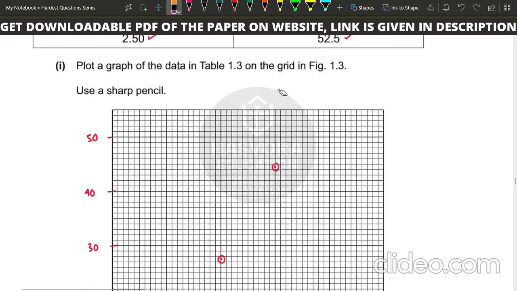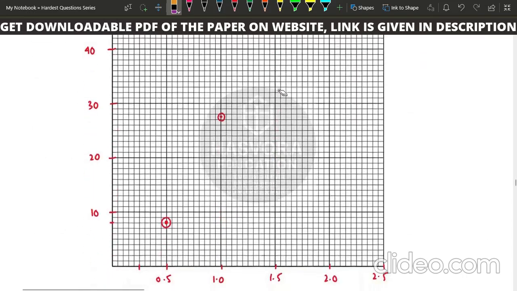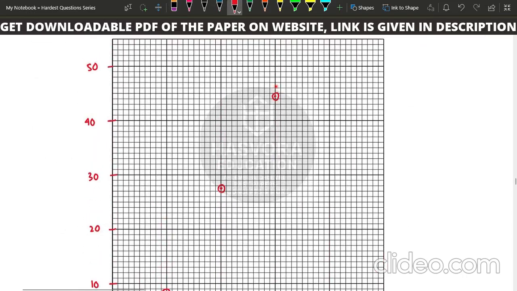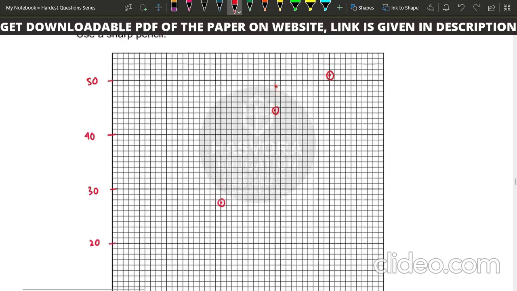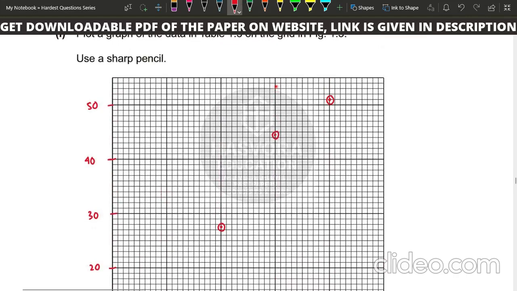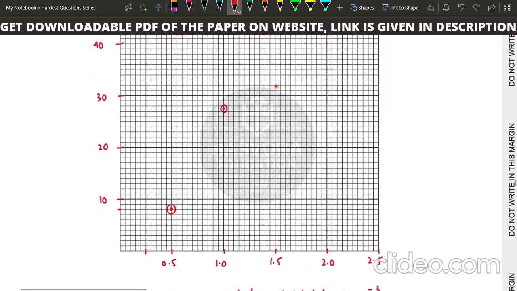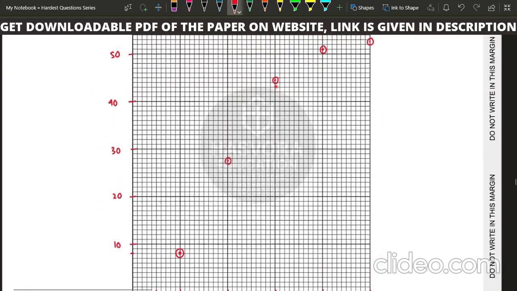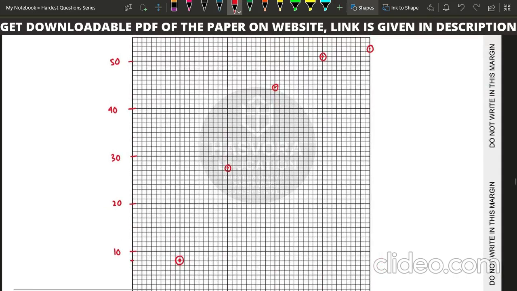Then we have 2 and 51. So 51 is here, and 2. So this is the point, and then 52.5 and 2.5. So 2.5 is the last line, and this is 52.5, okay. Now just join them with straight lines, or you can make a curve, okay. So this will be the straight lines. You just have to join the points with straight lines, okay.